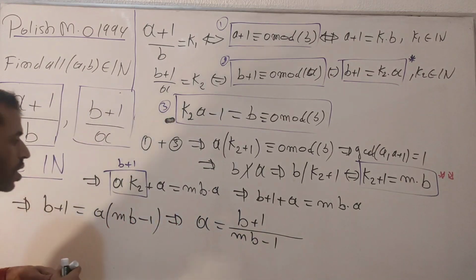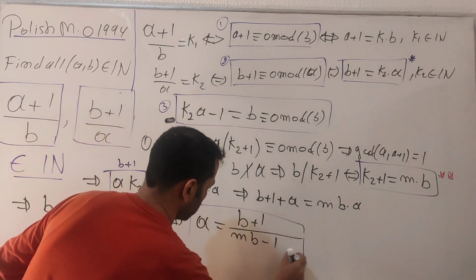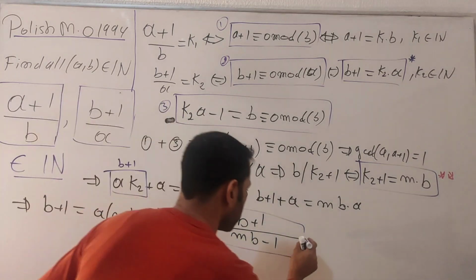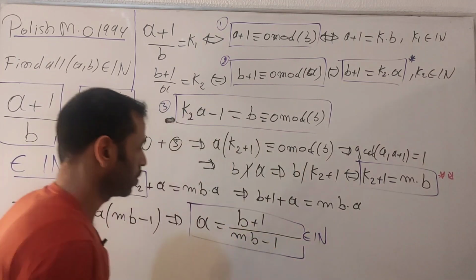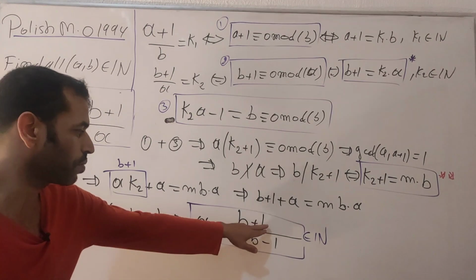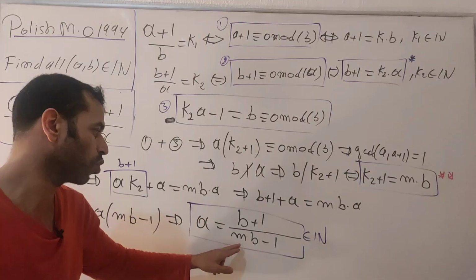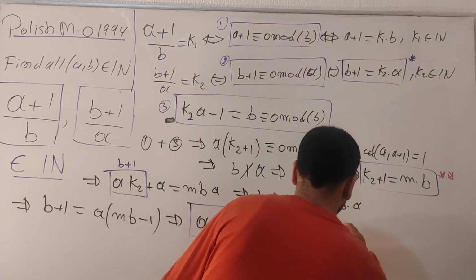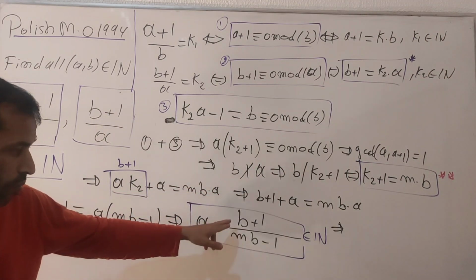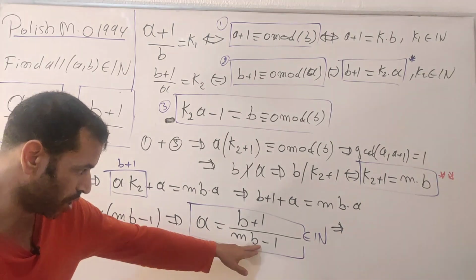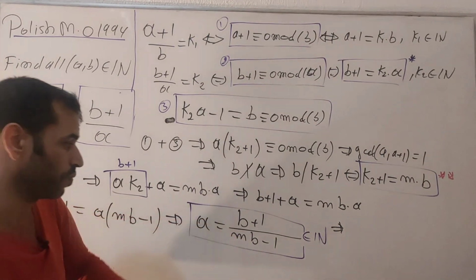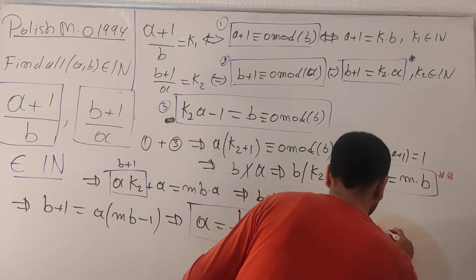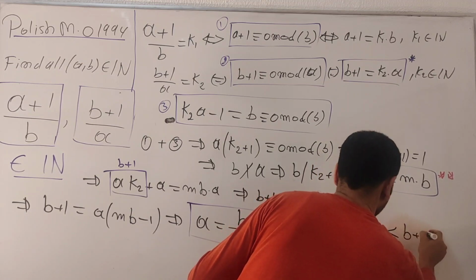So we have ended with this nice expression. As we know, since A is a natural number, the numerator B plus 1 is always bigger than or equal to the denominator. Since this is a natural number, the denominator is always smaller than or equal to the numerator. So I get MB minus 1 is less than or equal to B plus 1.